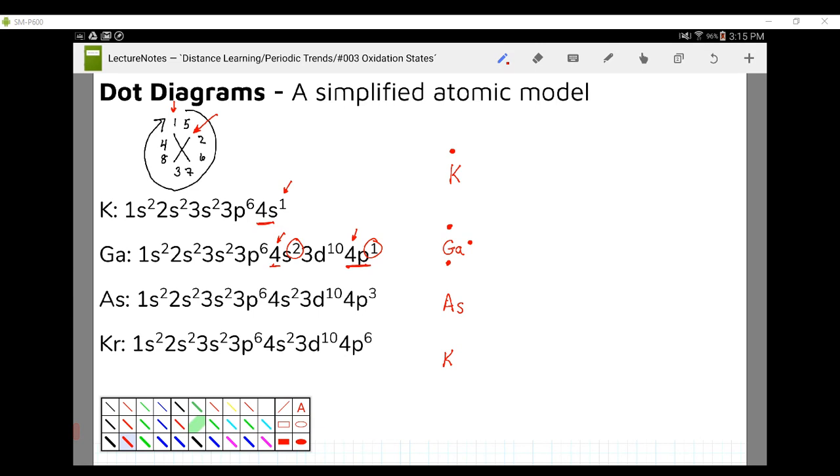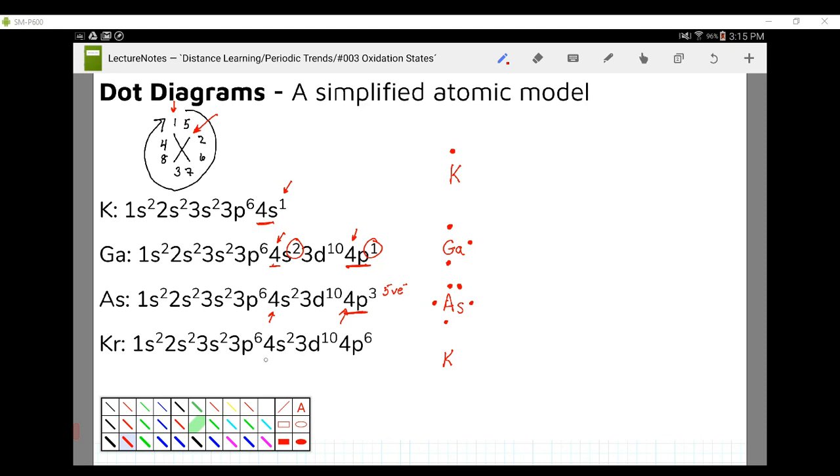For arsenic, again, we end at 4p3. We notice that our highest energy level is energy level 4. It also has 4s2 for a total of 5 valence electrons. So we have 1 at the top, 2, again, just following that model on the top left corner, going in a circle around the element. Once we get all the way around, we do end up starting to pair up. So we get to this point here.